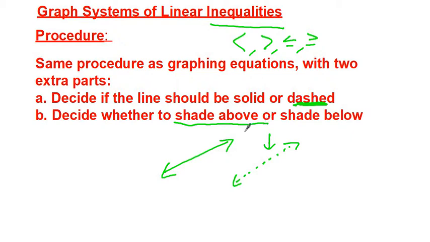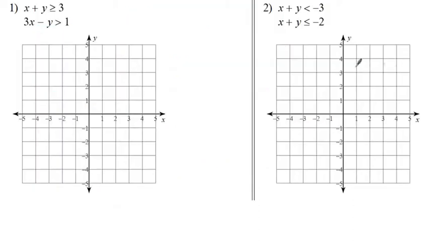Obviously, if you're graphing y is greater than 3x, that would mean shading above that line. And if you're graphing y is less than 3x, that would mean shading below. Okay, so that might not be entirely clear until we do a couple examples, so that's what we'll try to do right now. All right, so same procedure as before.